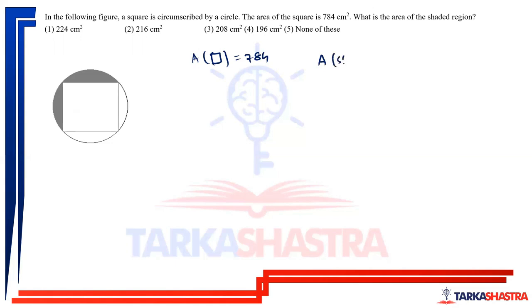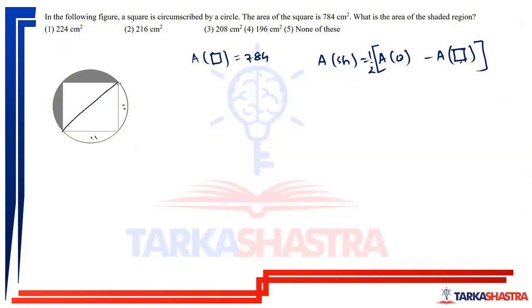Area of the shaded region will be area of the circle minus area of the square, correct? And complete, half, right? Because we are not considering this area, right? Now to find out the area of the circle, we'll need the radius of the circle. Perfect. So now what will be the radius?